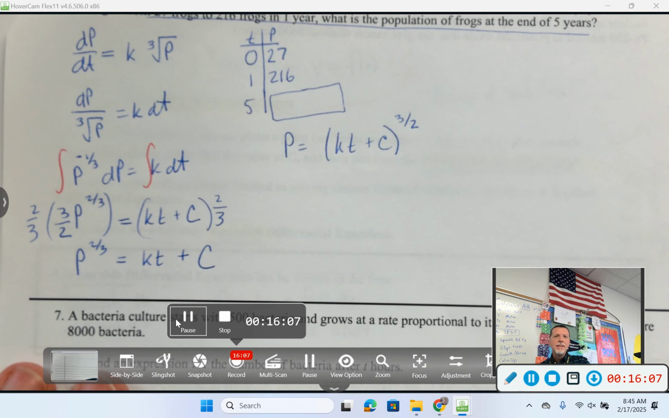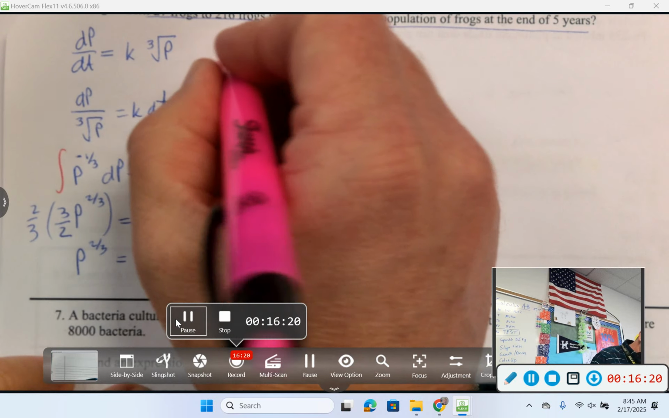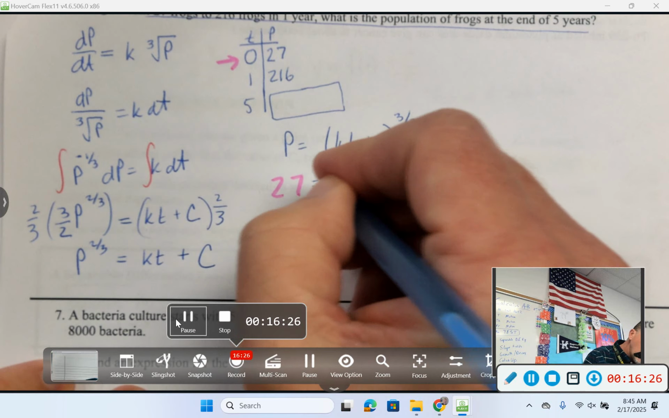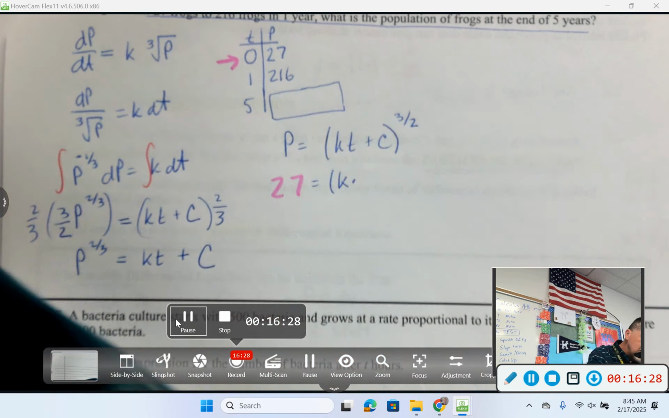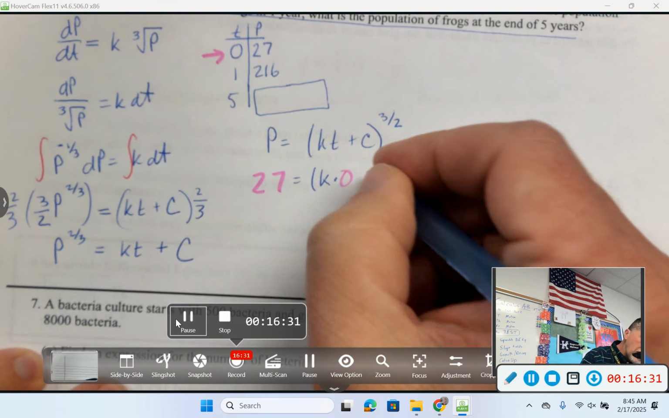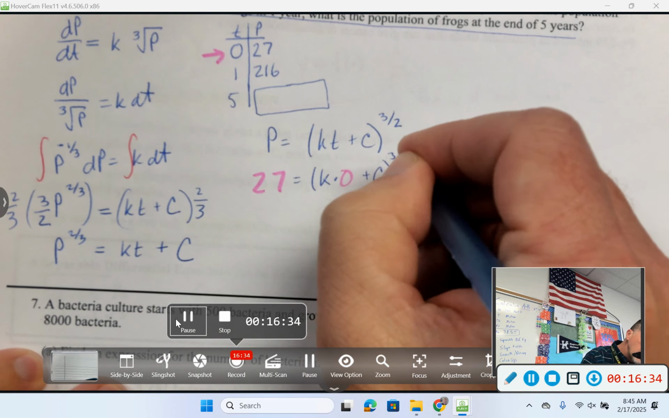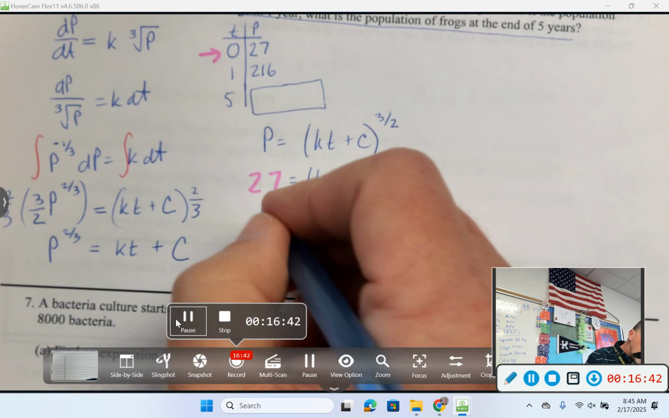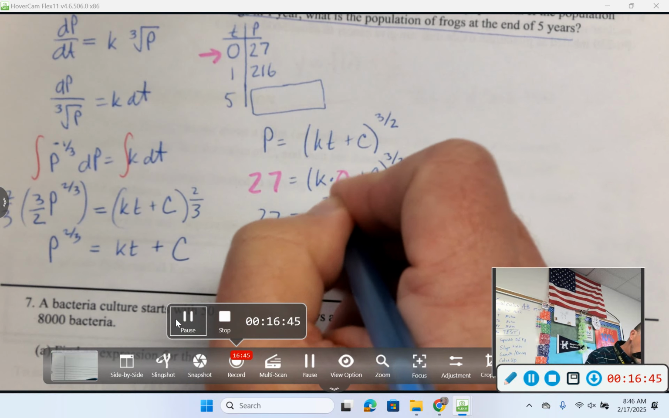Okay, well, I got two unknowns, K and C, and 2 points, so this should work out. Which point do you think we should use first? Which do you think would be most helpful? Yeah, use the 0. Hopefully that wipes some things out. So 27 is the population. T is 0, so yeah, that'll wipe out that part of the problem. So I think I'll be able to figure out what C is. So 27 equals C to the 3/2.